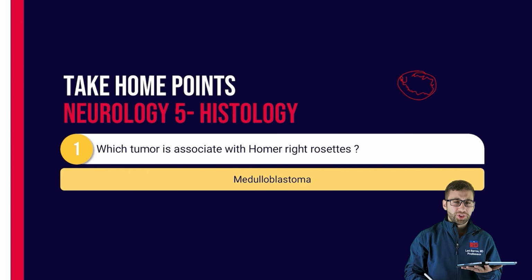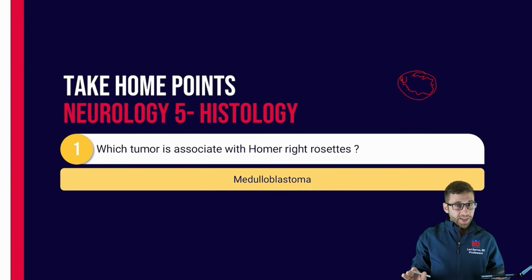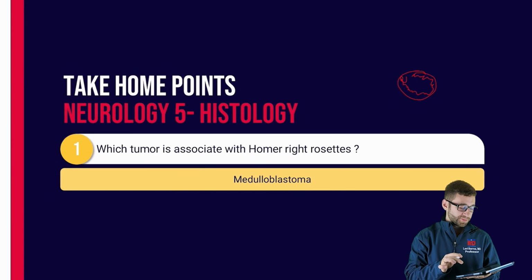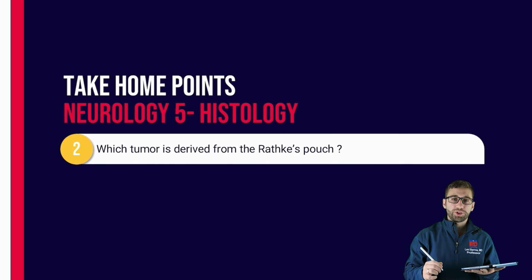Medulloblastoma can spread via the cerebrospinal fluid, leading to drop metastases in the spinal cord. Nice! Let's move on. Next question. Which tumor arises from the Rathke's pouch?